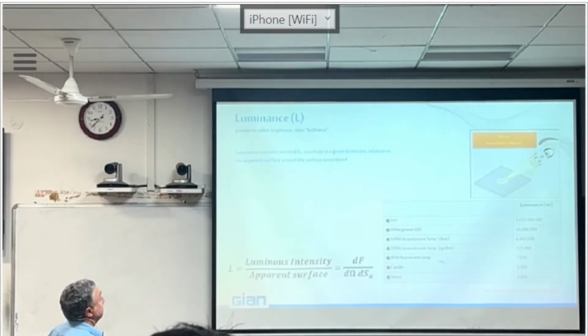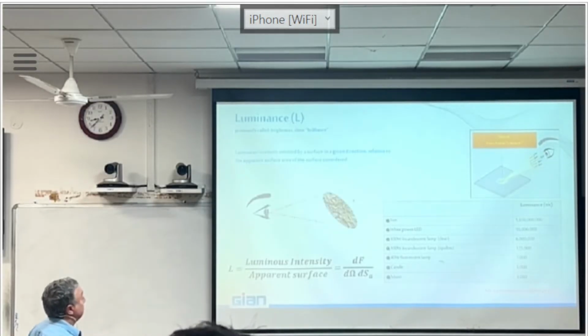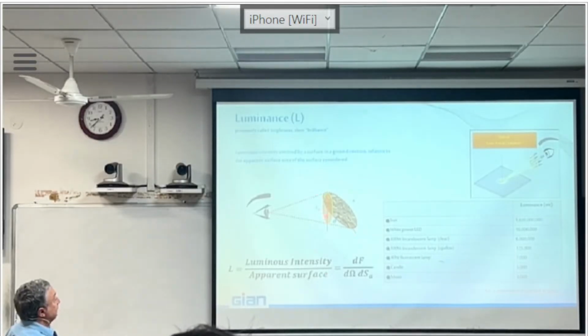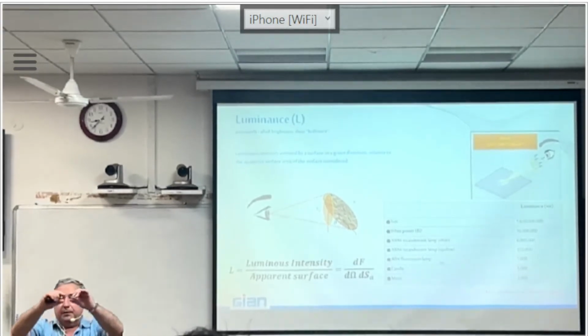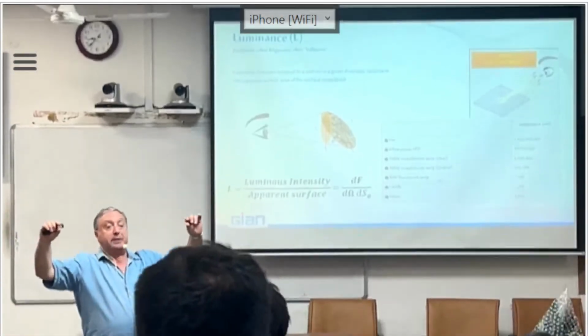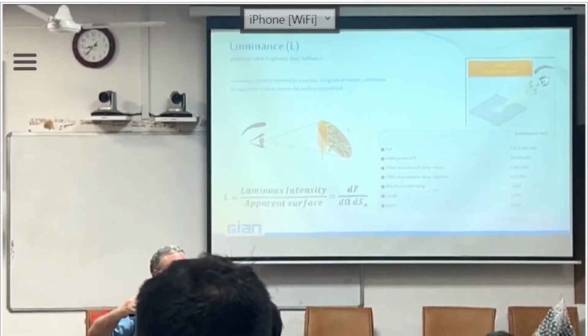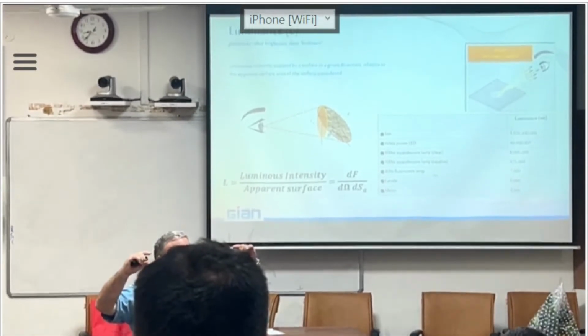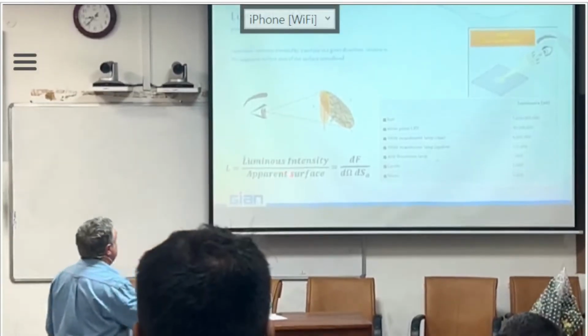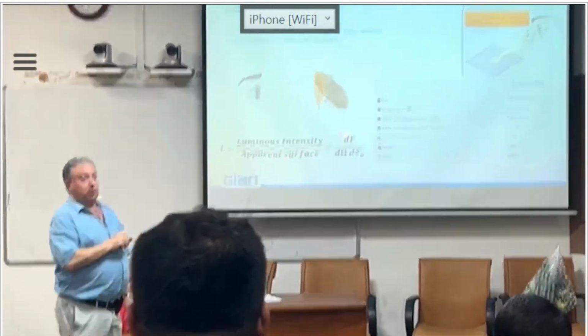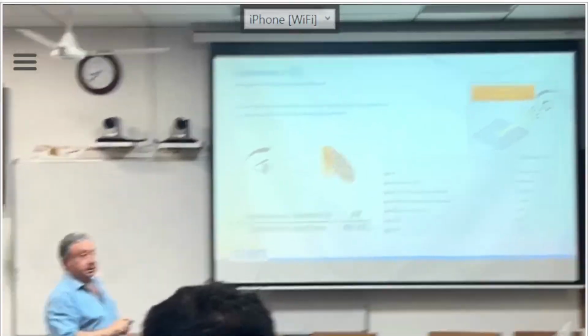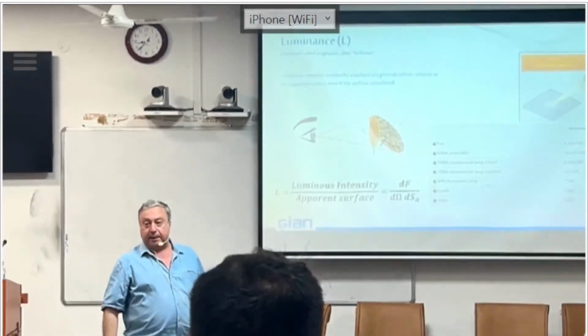The luminance is the luminous intensity divided by the apparent surface. That means whatever your surface is, the ratio uses only the apparent surface. If you look at a fluorescent lamp, it is cylindrical, but the apparent surface is just a rectangle. And the smaller the apparent surface, for the same intensity, the higher the luminance.